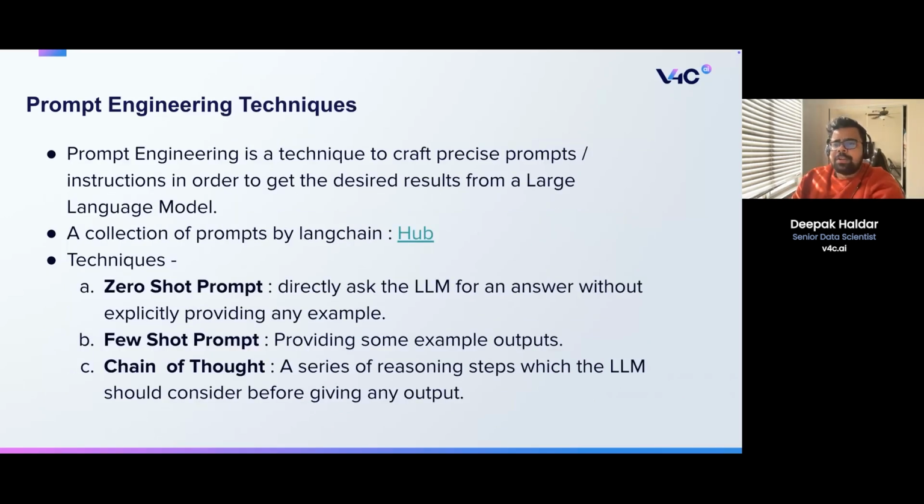Next, we are going to discuss prompt engineering techniques. Prompt engineering is a powerful technique for guiding LLMs to produce the results you want. It's all about crafting precise instructions or prompts to get the best possible output from the model. You can think of it like giving instructions to an assistant. The cleaner and more structured your instructions are, the better the results. So prompt engineering is basically the art of designing those instructions.